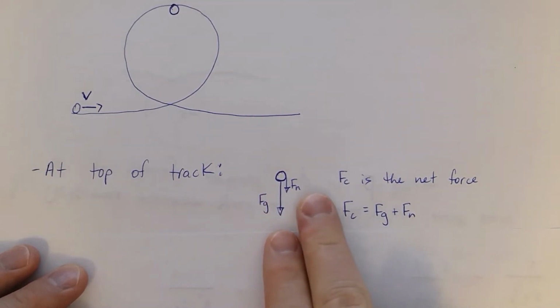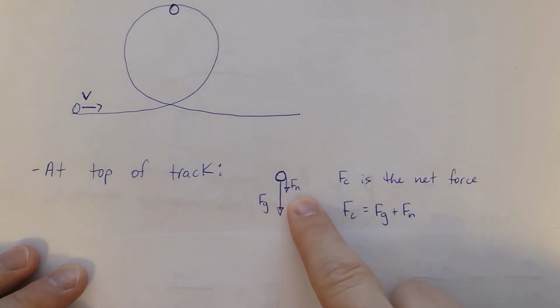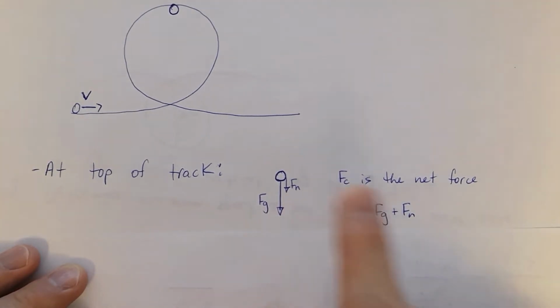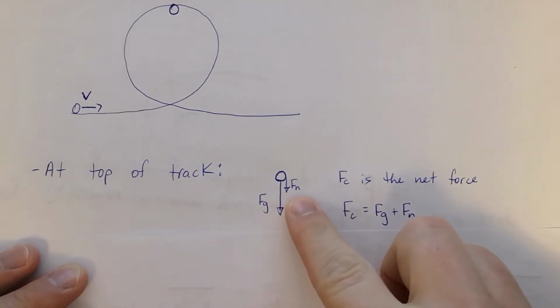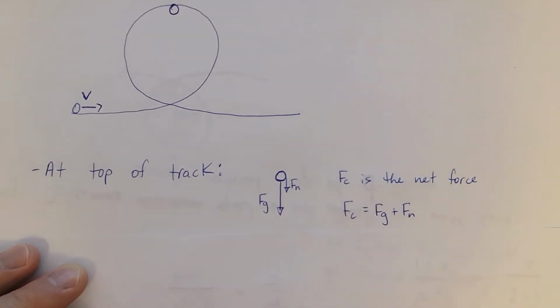At the top of the track, this is my car. There are two forces acting on it. There's gravity pulling it down. If the car is stuck to the track, there'll be a normal force pushing down because the car will be pushing up on the track. Track pushing down on the car. All right? Centripetal force is the net force.